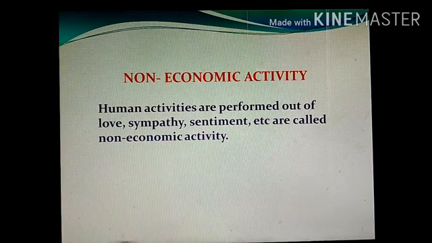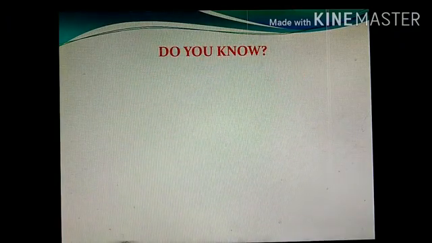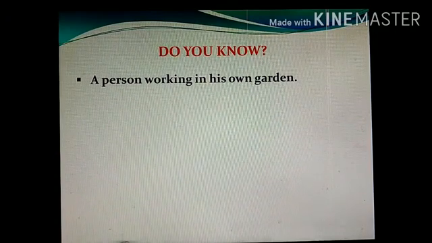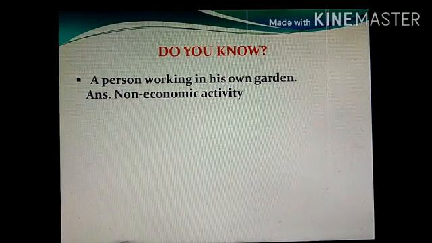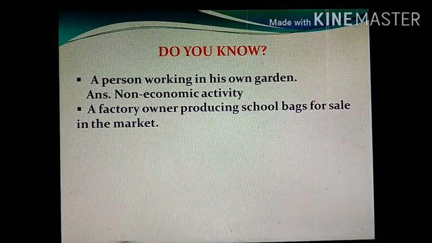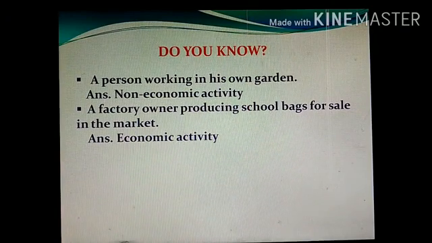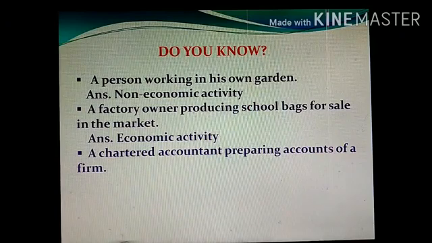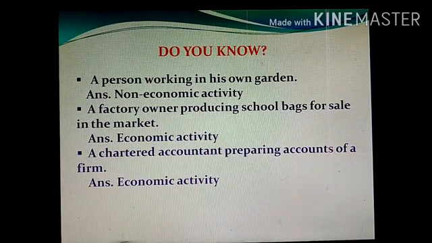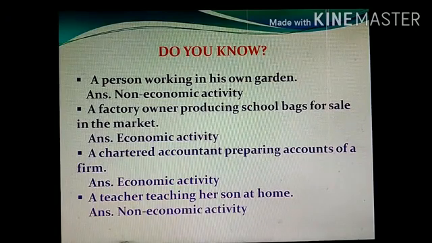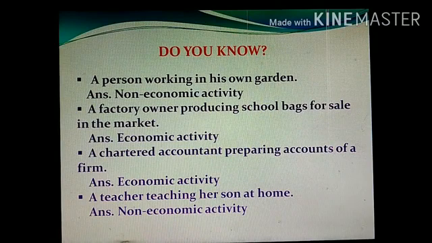Now, let's do an activity. Here, you have to identify the statements whether it is economic activity or non-economic activity. The first statement is a person working in his own garden. This statement is related to non-economic activity. The next one is a factory owner producing school bags for sale in the market. This is related to economic activity. The next one is a chartered accountant preparing accounts of a firm. This is related to economic activity. And the next one is a teacher teaching her son at home. This is related to non-economic activity. I hope you have understood the difference between economic activity and non-economic activity.